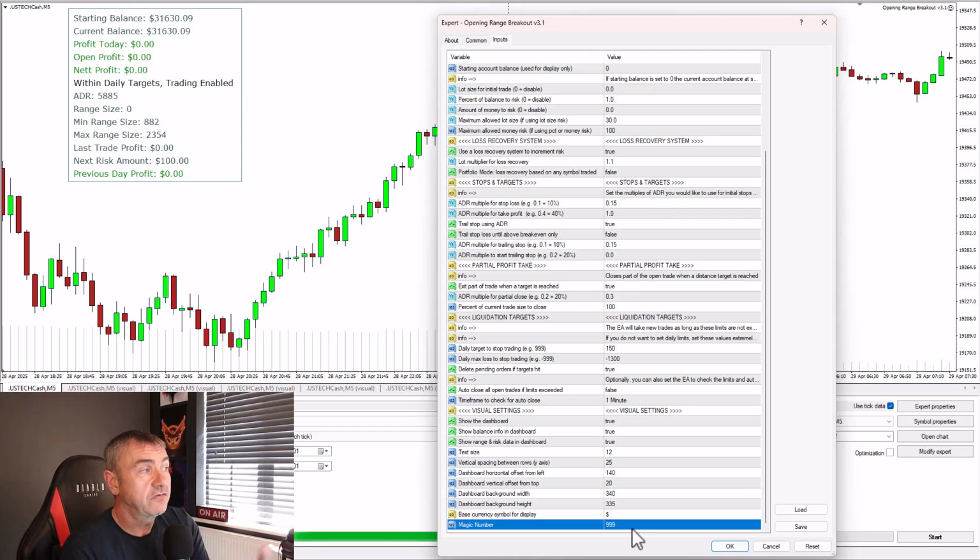Okay, so that's the opening range breakout strategy and the opening range breakout strategy EA version 3.1 for MetaTrader 4 and MetaTrader 5.